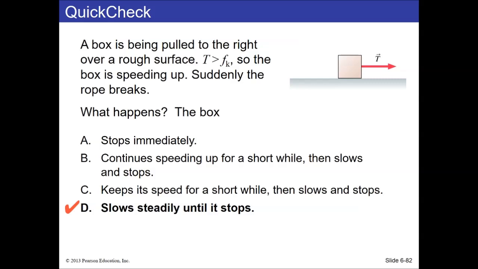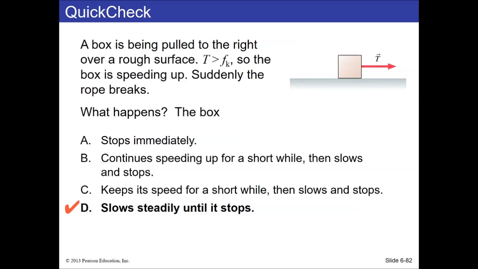Continues speeding up for a short while, and then slows. B does not work at all, because the reason it speeds up is that there is some net force to the right. Well, the tension disappears. There's no longer a net force to the right. It can't continue to speed up. It's impossible.